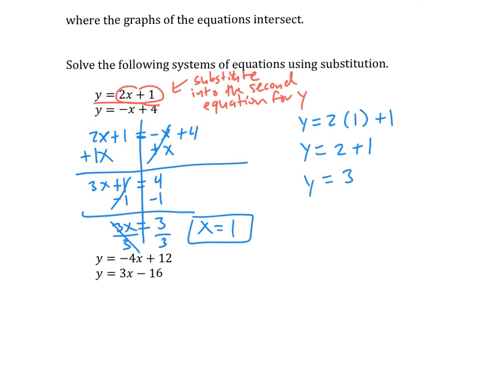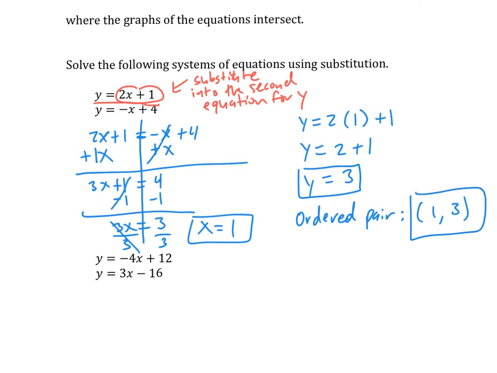Okay, so if x is equal to 1 and y is equal to 3, our ordered pair for our solution, our full solution, is going to be the point (1, 3). And if we were to graph these lines, we would find that the point (1, 3) is where they cross. So this is our solution, the ordered pair (1, 3).